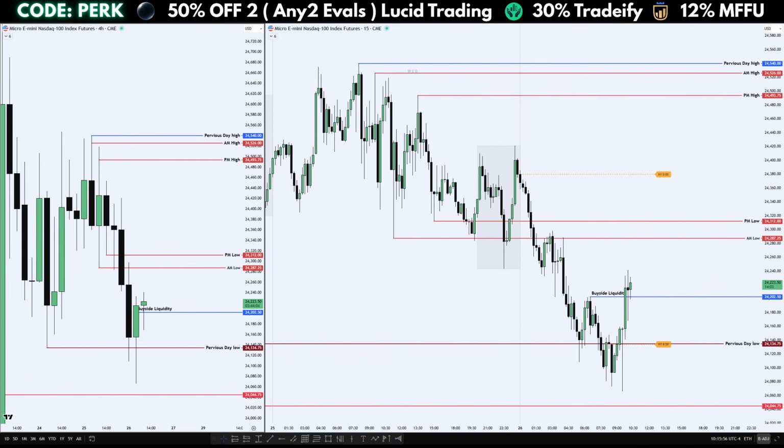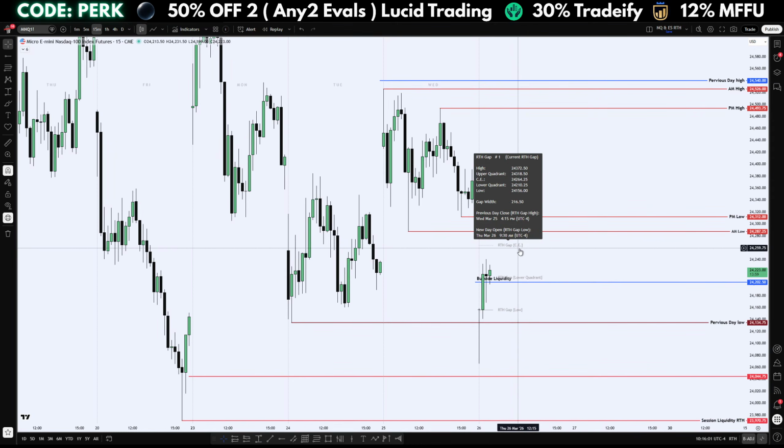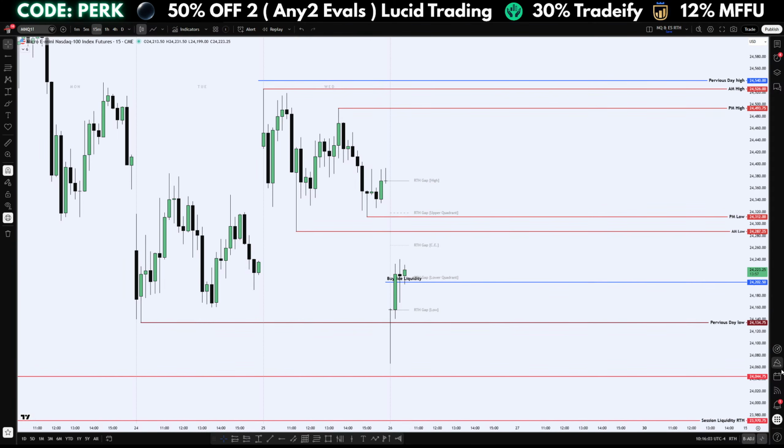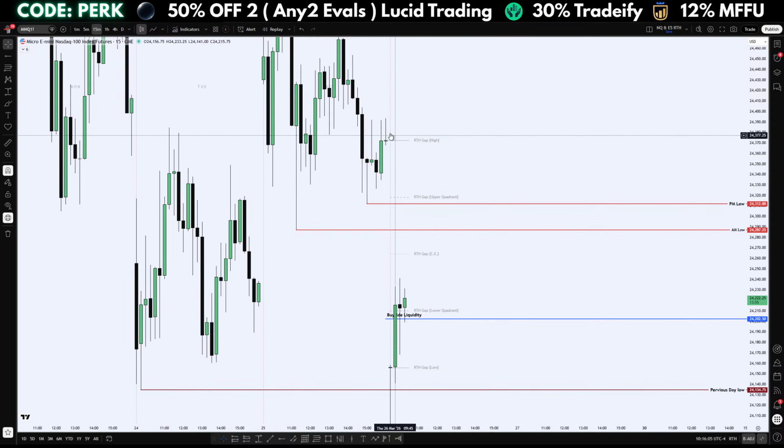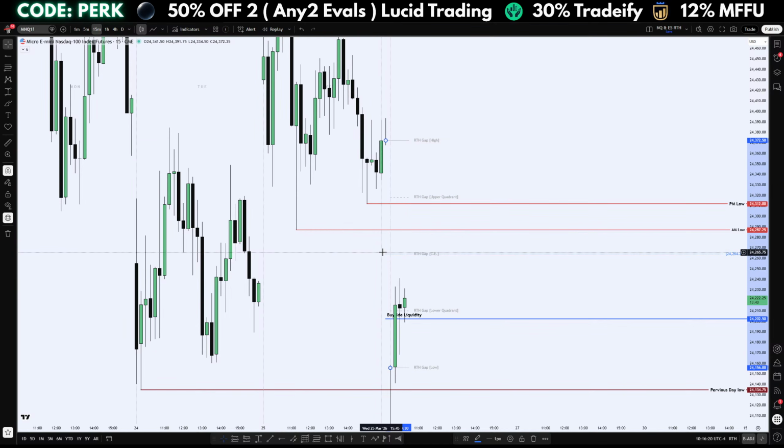Most of the time, the Nasdaq is going to tap down to the RTH CE, the 50% of this gap. How are we going to calculate this gap? We look at yesterday's closing price and today's opening price. If you take this closing price and the opening price, you are going to get the CE. So 70% of the time, the price is going to tap this level.